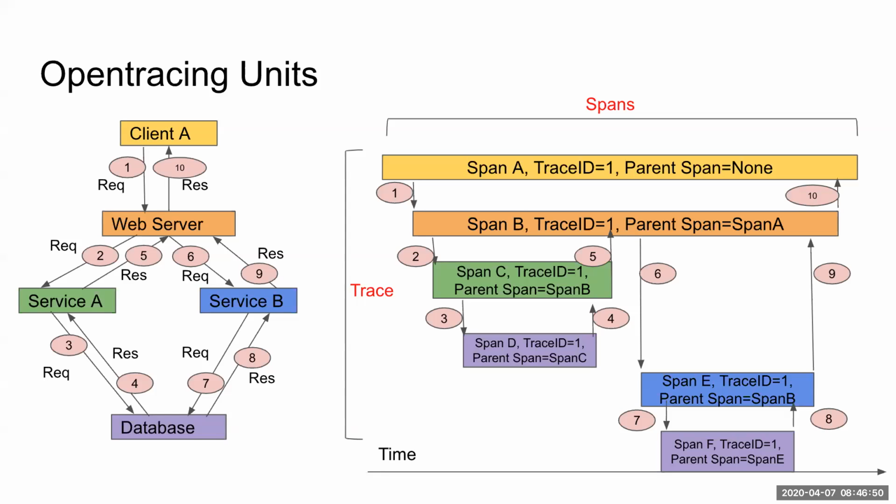And the last attribute of the span is the time step, because we want to know the time period of each operation. So we need to know the start and the end time step of each span. That's the basic unit in Open Tracing.